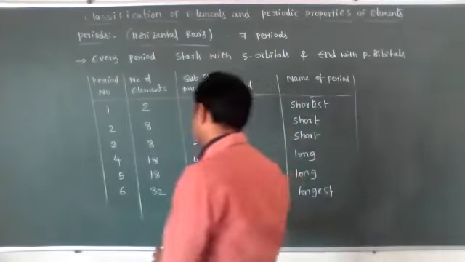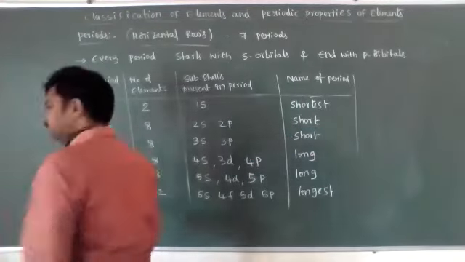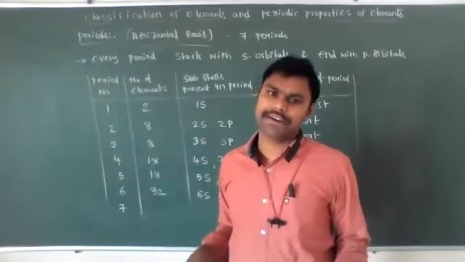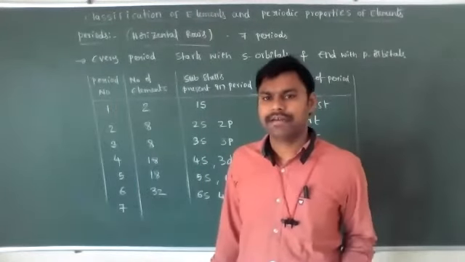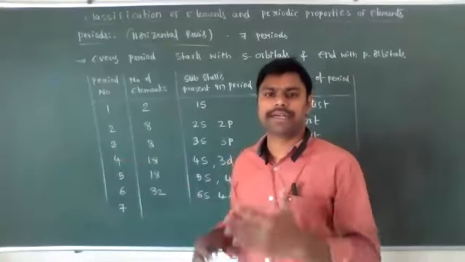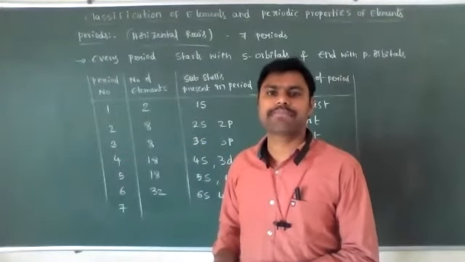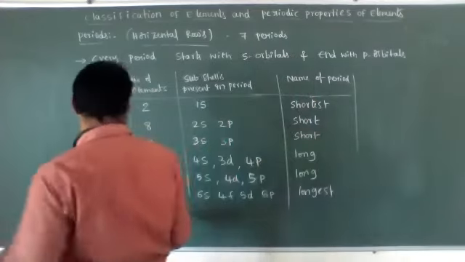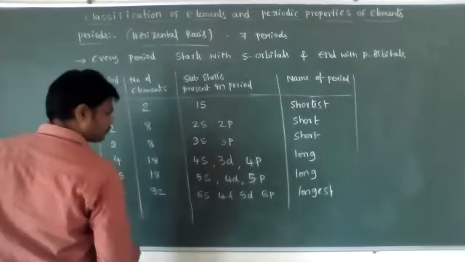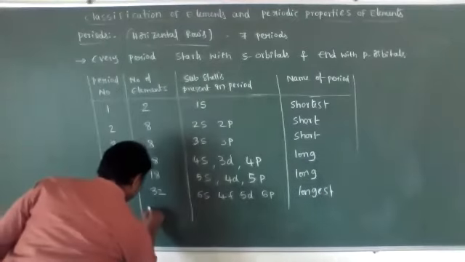Now come to the 7th period. If it is completely filled, 32 elements are present, but still the last elements' properties are not discovered. That's why we are calling the 7th period an incomplete period. Okay, incomplete.